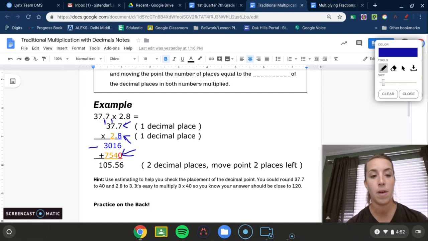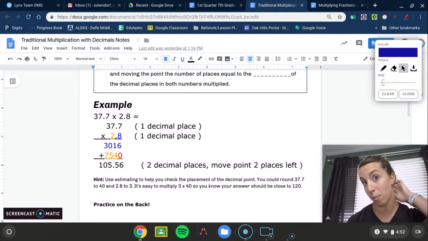Okay, so I'm going to add everything that I got with my 8 and everything that I got with my 2 together. So when I add them together, I have 6 plus 0 is 6, 1 plus 4 is 5, 0 plus 5 is 5, and 3 plus 7 is 10. Now, this is where the place value is going to come into play with your decimal point.